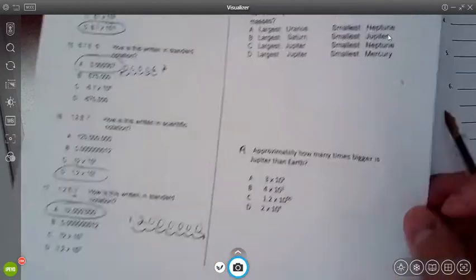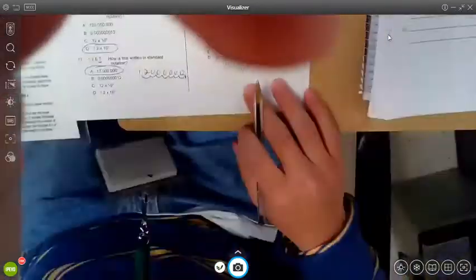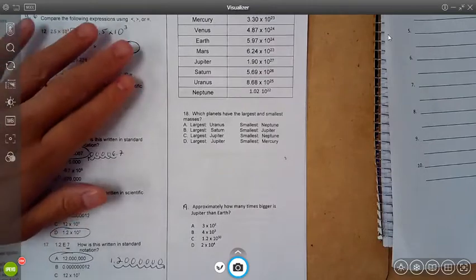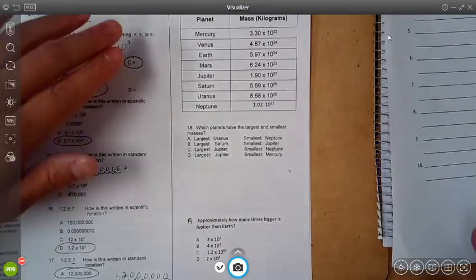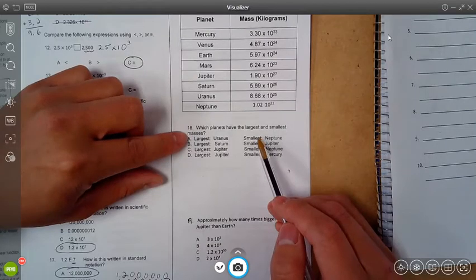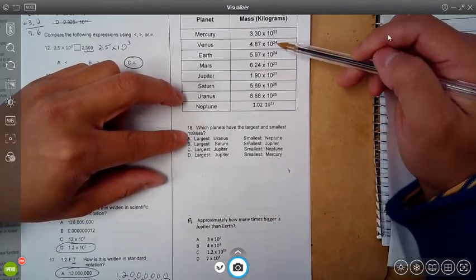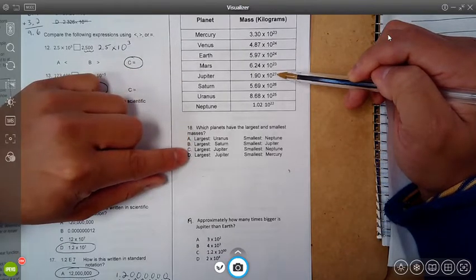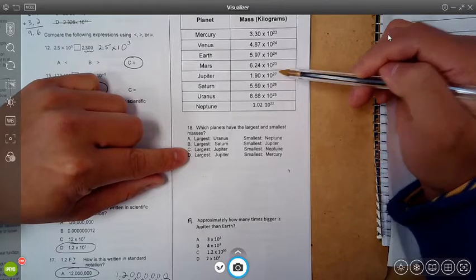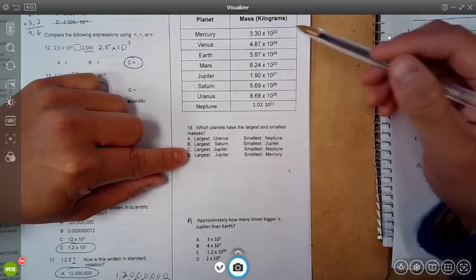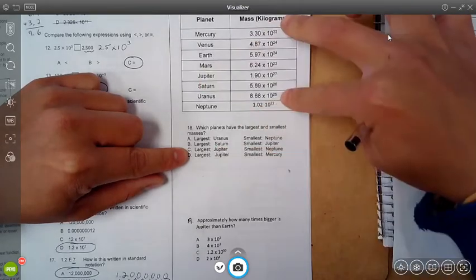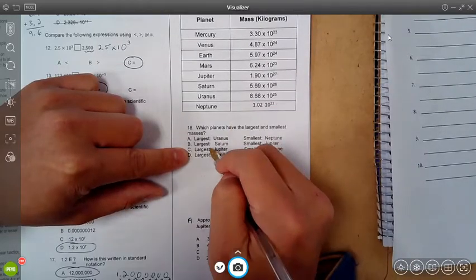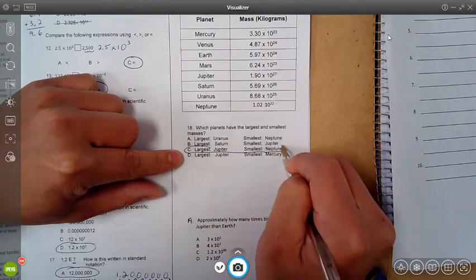Let's take a look at number 18 and 19. We're going to look at the table here. Which planet has the largest and smallest mass? The largest mass here, it looks like the largest exponent is Jupiter, so it's either C or D. The smallest is between Neptune and Mercury. Neptune has the smaller exponent, so Neptune has the smaller mass. It's option C.